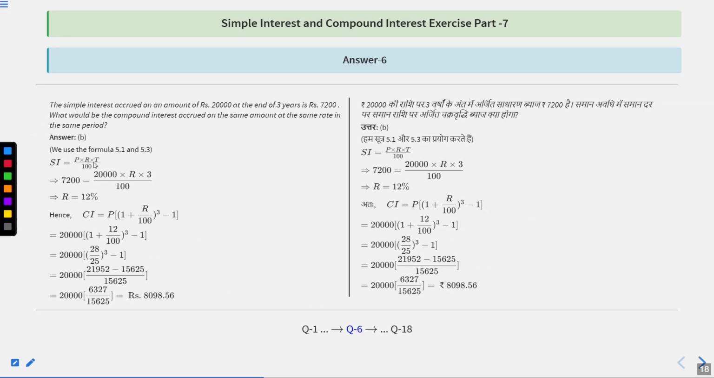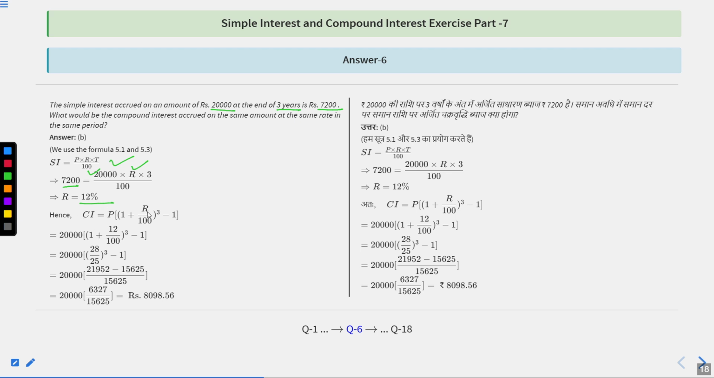The simple interest formula is P into R into T upon 100. So we put these values in. The principal is 20,000, the simple interest is given as 7,200, and the time is given as 3 years. So we can calculate the rate of interest. The rate will be 12% per annum. Clear?